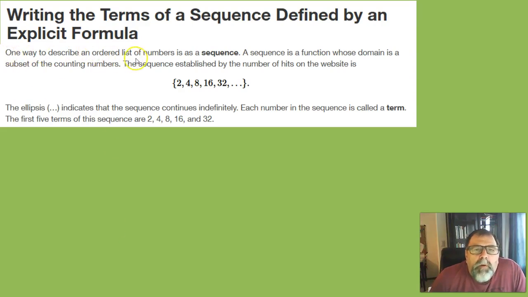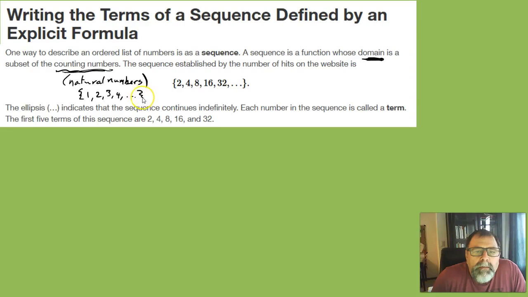One way to describe an ordered list of numbers is a sequence. A sequence is a function whose domain is a subset of counting numbers. Okay, so that's an important detail right there. So the domain is a subset of the counting numbers, or natural numbers. If you remember what that is, that's the set 1, 2, the numbers you use to count: 1, 2, 3, 4, and so on.